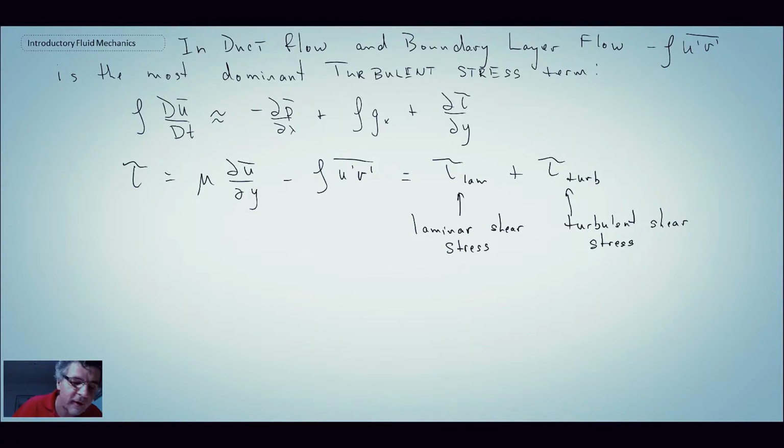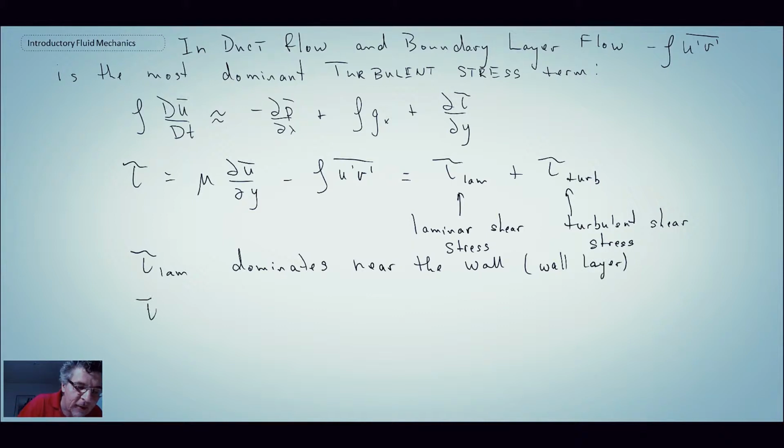A lot of this work took place back in the 1920s and 1930s, and what the researchers found was that the laminar shear is mainly right near the wall, and for that reason they often refer to this as the wall layer or wall region. And tau turbulent dominates further out, and that is referred to as the outer region or outer layer.